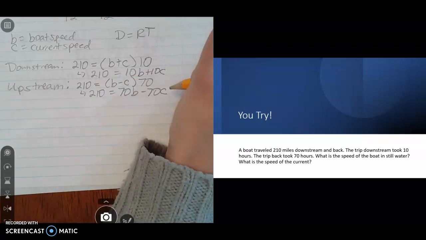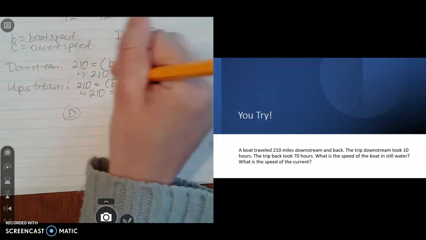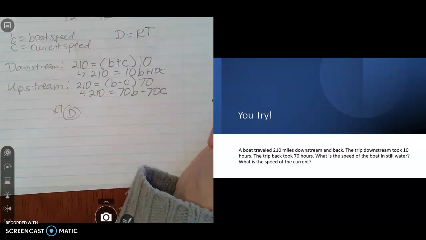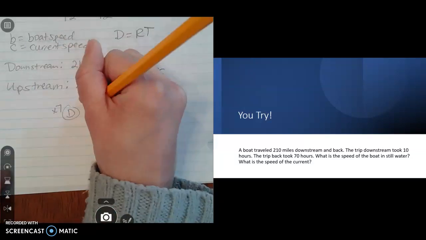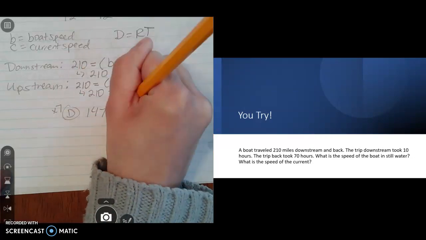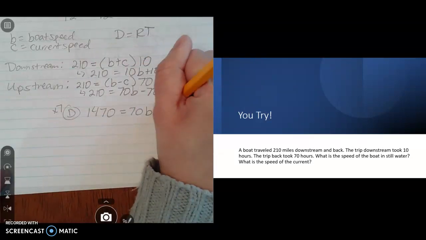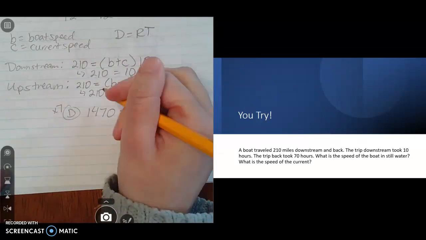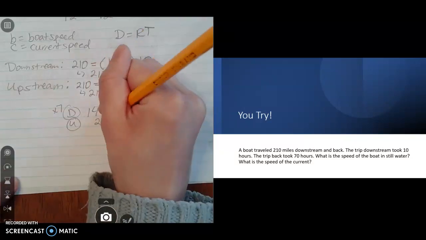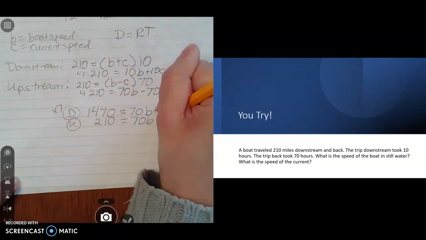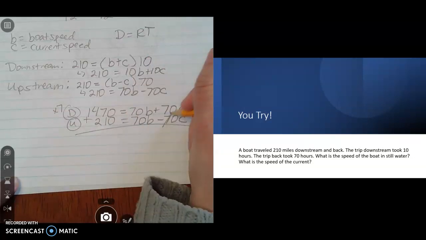Alright. To solve this one, I'm going to take that downstream equation and multiply it by 7 so that we can eliminate a variable. Okay? So if I take 210 times 7, I get 1,470. 7 times 10 would be 7B plus 7C. I'm going to keep the upstream equation exactly like it is because it's going to eliminate a variable. So that's 210 equals 70B minus 70C. And when I add those equations together, I can eliminate the C's.